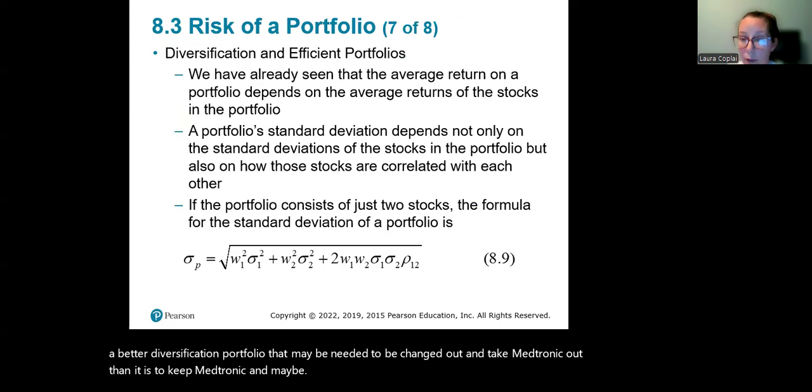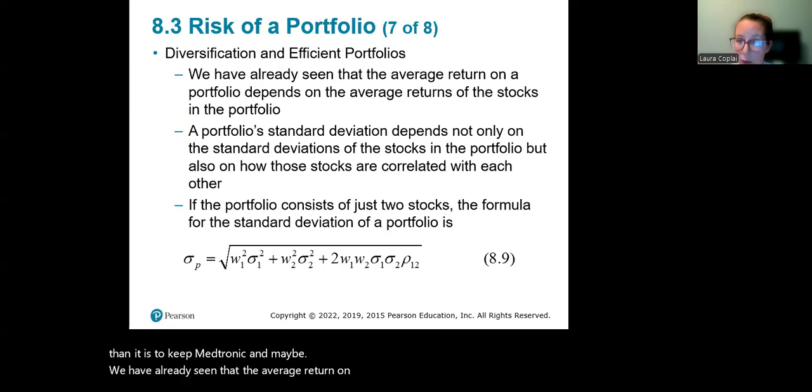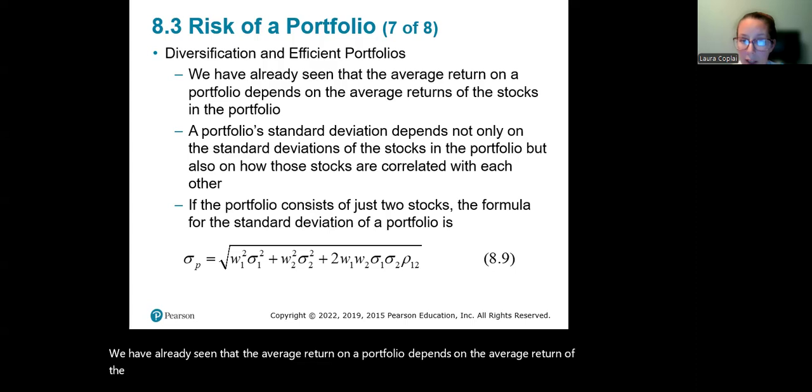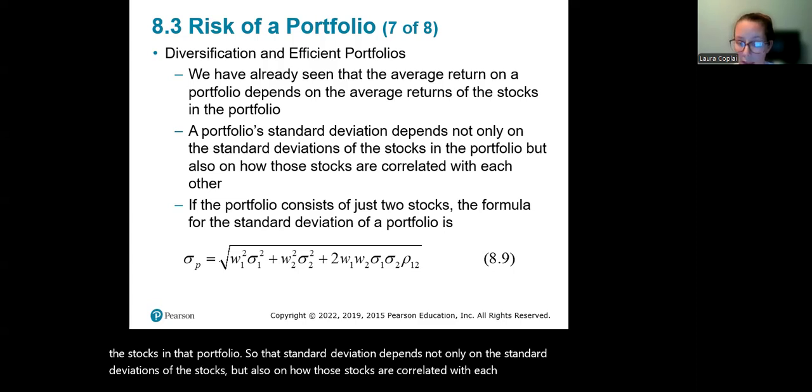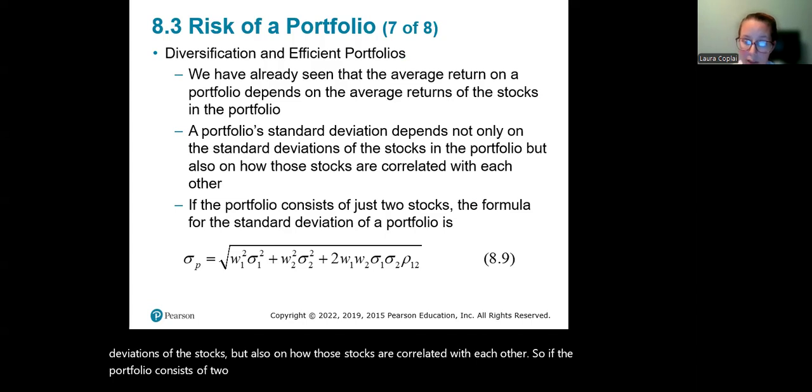We have already seen that the average return on a portfolio depends on the average return of the stocks in that portfolio. The standard deviation depends not only on the standard deviations of the stocks, but also on how those stocks are correlated with each other. So if the portfolio consists of two stocks, the formula for the standard deviation of the portfolio is going to be equation 8.9.